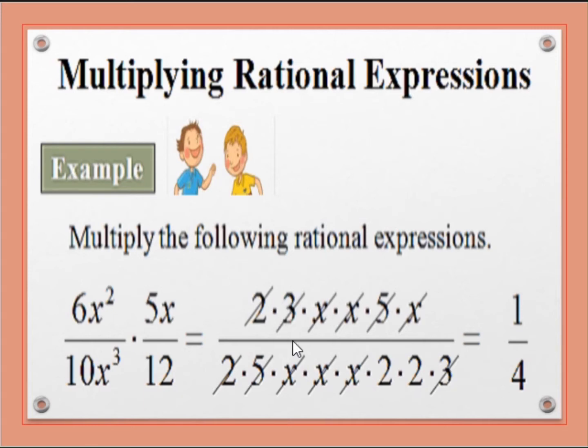Then, we look at our numerator and denominator. Are there common factors? 2, 3, 5, and x times x times x are the common factors. If we divide these common factors, that will be equal to 1. So what's left in our numerator is 1, and in our denominator, that will be 2 times 2, which is equal to 4. Our final answer will be equal to 1 over 4.